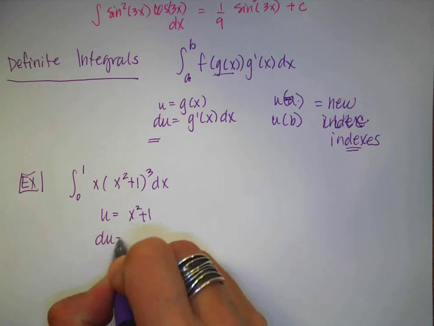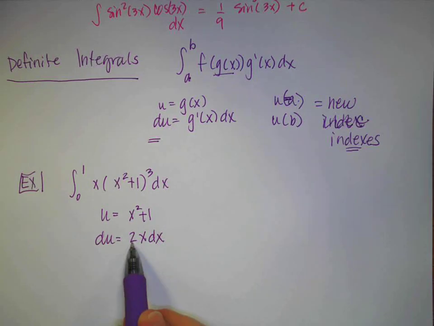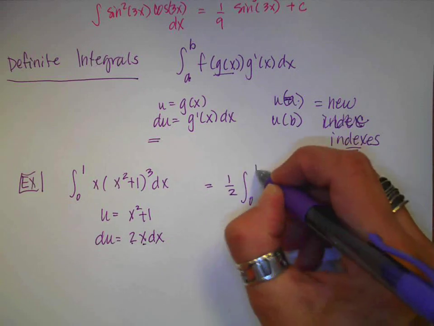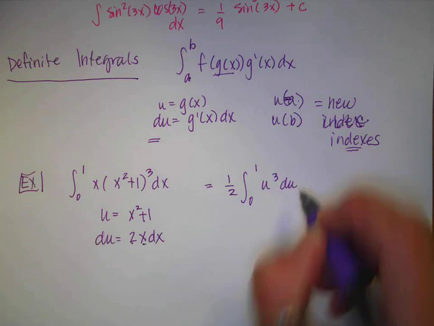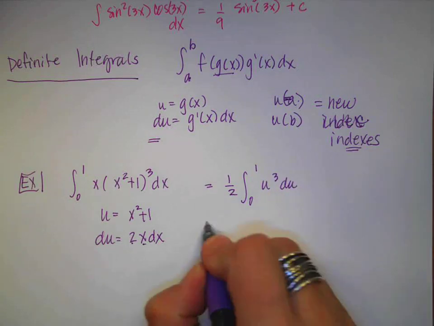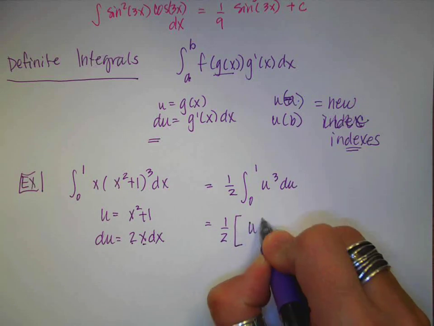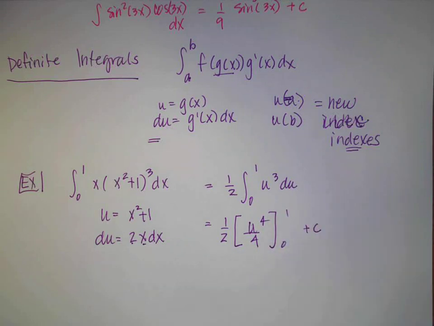So I'm going to start on the inside. u is equal to x squared plus 1. du is 2x dx. I need to introduce the 2 because I'm paying attention that I actually have the x. So when I rewrite it, I'm going to have 1 half integral 0 to 1. I have the 2, so I'm going to have u cubed du. If I integrate it, I'm going to get 1 half, and then u to the fourth over 4 evaluated from 0 to 1 plus c.